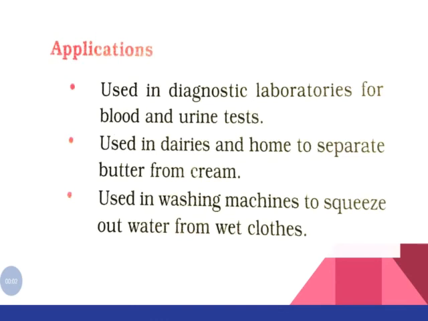The process centrifugation is useful in various fields. It is used in diagnostic laboratories for blood and urine tests. It is used in dairies and homes to separate butter from cream. It is also used in washing machines to squeeze out water from wet clothes. These are the different applications or uses of the method centrifugation. These are very useful in our day-to-day life.